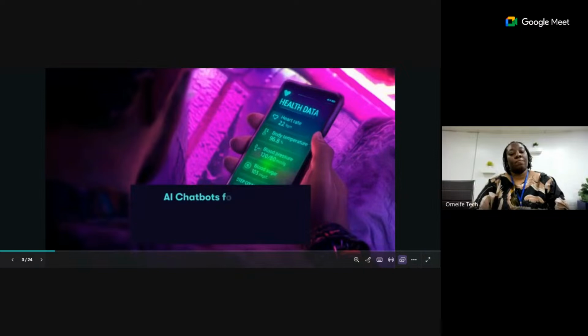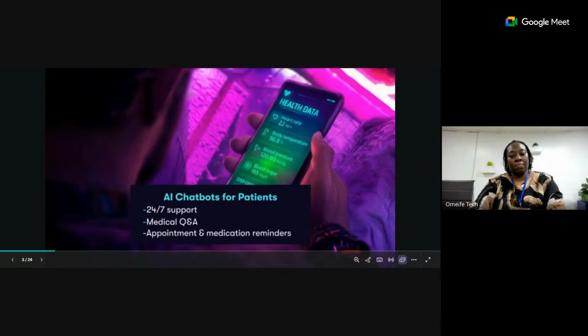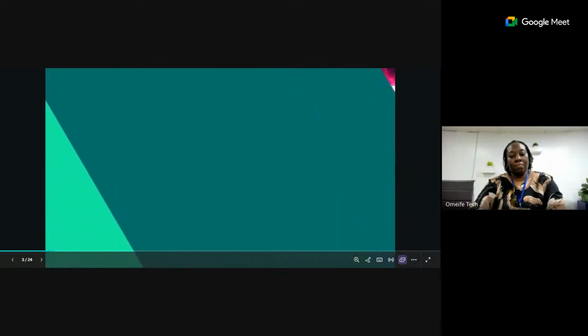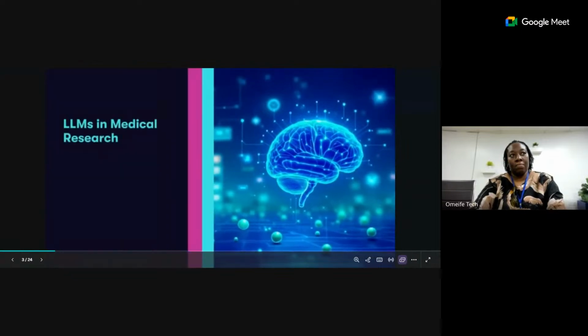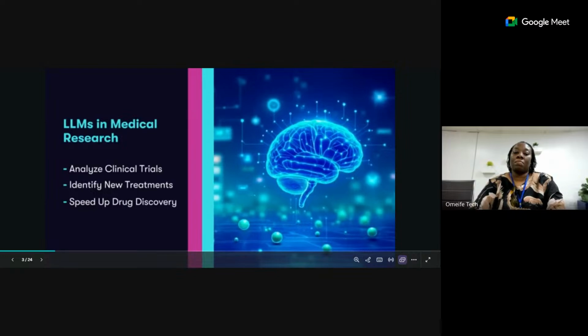AI chatbots powered by large language models are improving patient engagement. They provide 24/7 support, answer medical questions, and help manage appointments and medication reminders. Large language models are also accelerating medical research. By rapidly analyzing clinical trials and scientific papers, these AI systems help researchers identify new treatments and advance drug discovery.